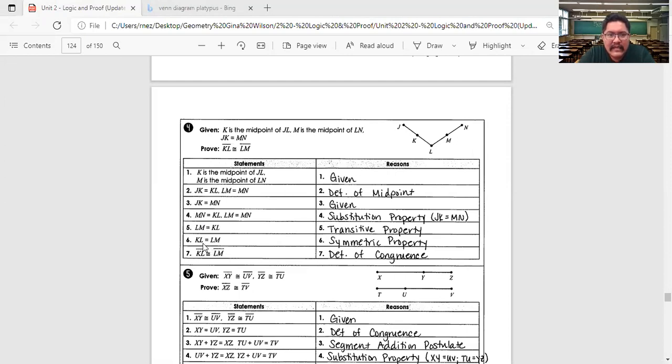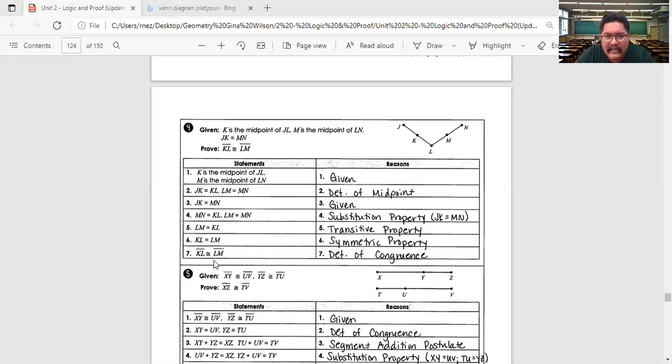We also know that KL and LM are the same. Oh, sorry, no. All they did was switch it. So LM here and KL. They just switched the sides, switched the order. Switching the order, well, I don't know if they really needed to do that. But now we know that KL and LM, so this part and this part, are the same size.